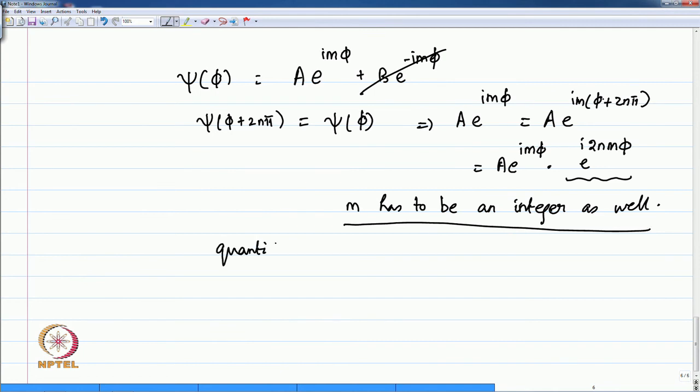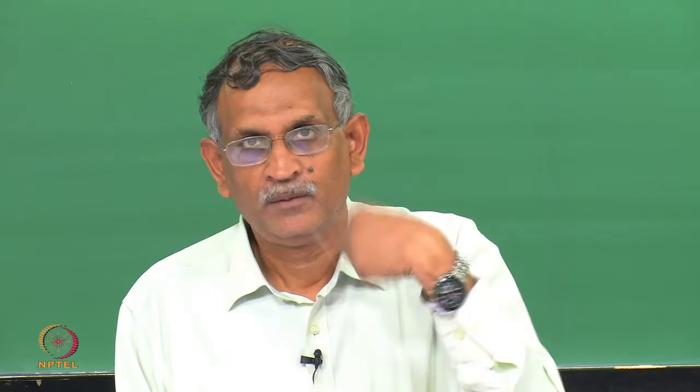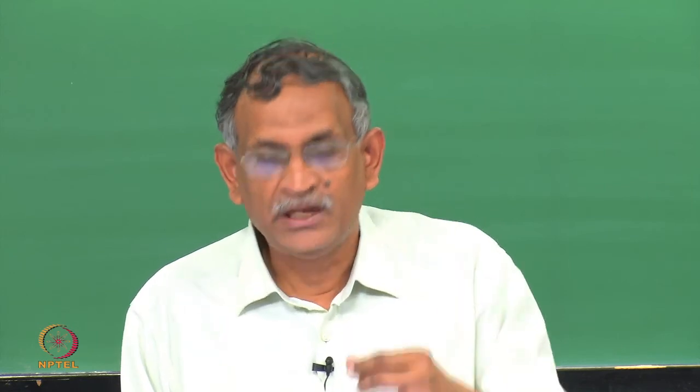Please remember, the n is not a quantization. The n is a boundary requirement, a cyclic requirement. It is a periodic boundary requirement for the particle to stay in a circle or in a circular motion. That comes out naturally from the way we have defined the angle phi. Therefore, n there should not be considered as a quantum number.